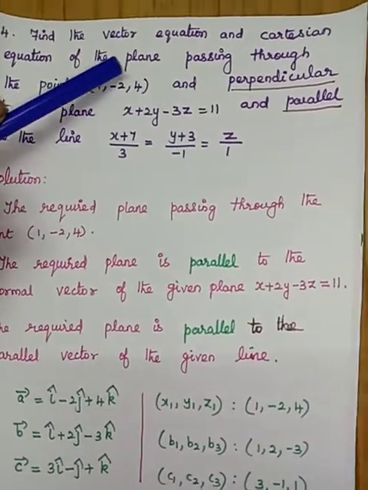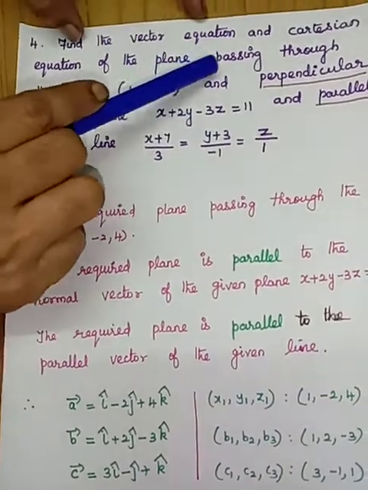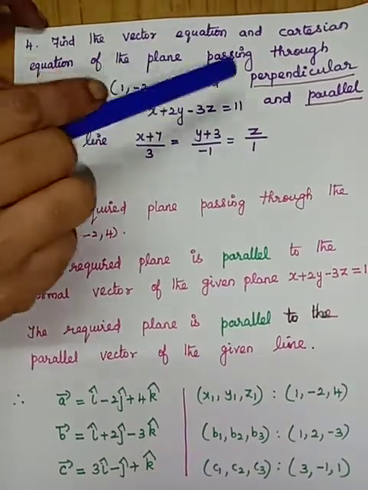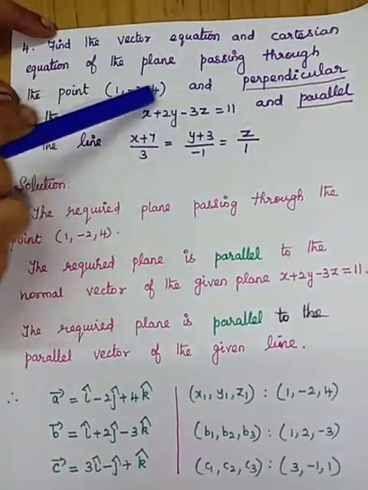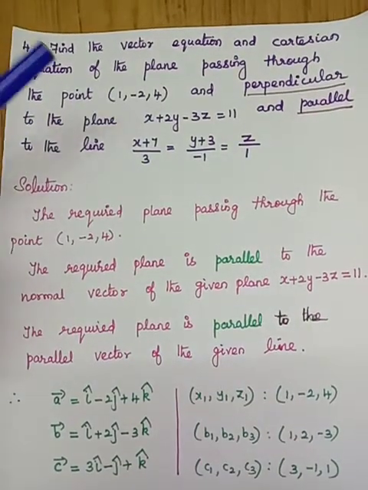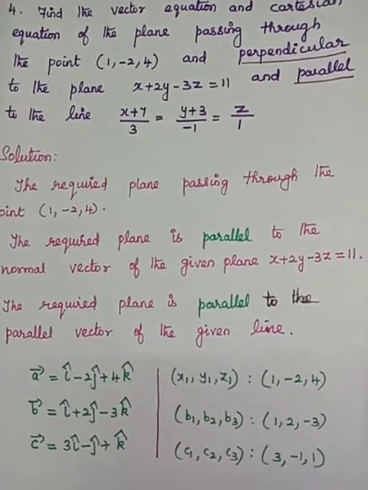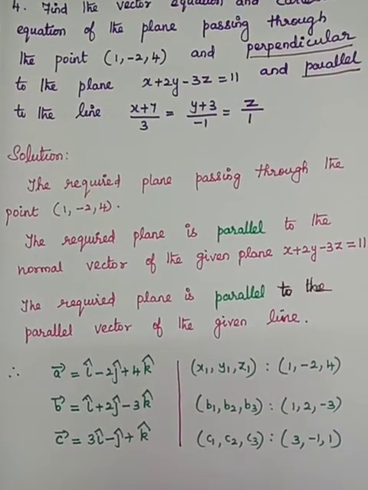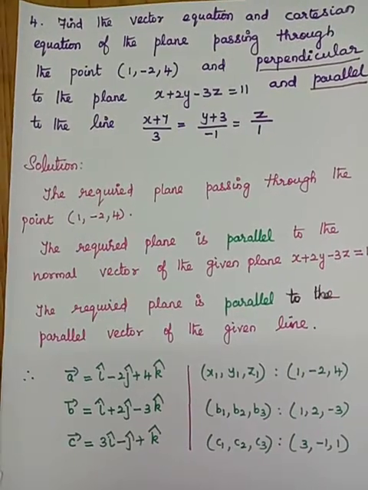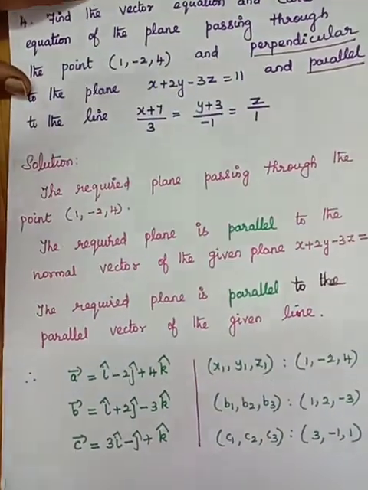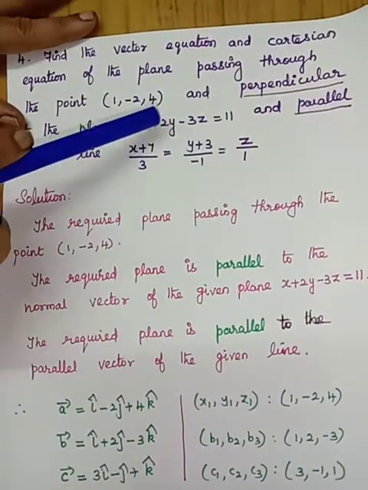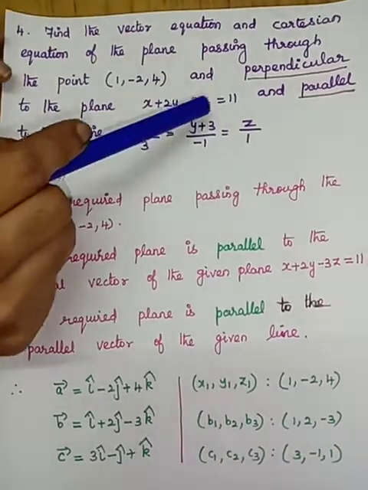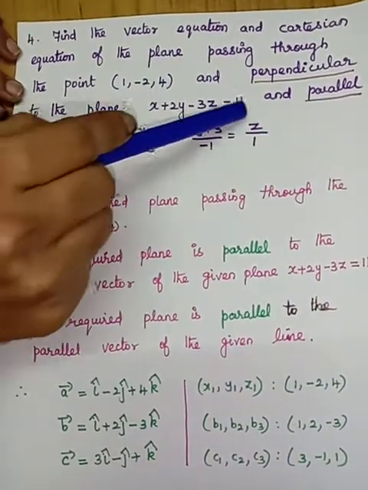You see, what is first given? The required plane passes through the point, so we have one passing point, and the required plane is perpendicular to another plane. If two planes are perpendicular, the normal, that is, the perpendicular line to one plane, is parallel to the other plane. So here the required plane is perpendicular to the given plane. Because of that, the required plane is parallel to the normal of this plane.